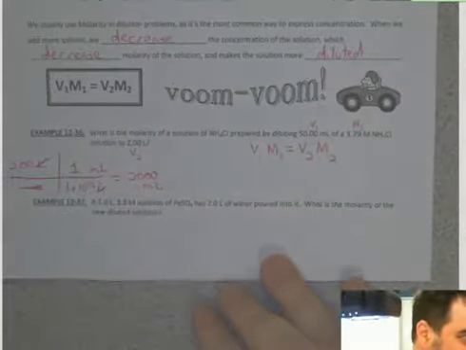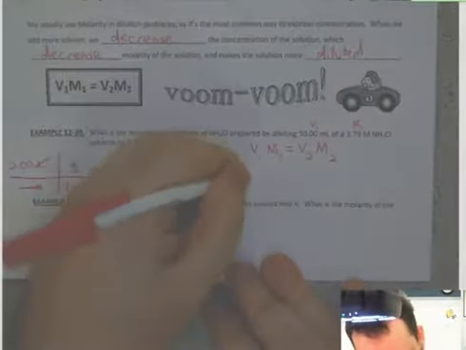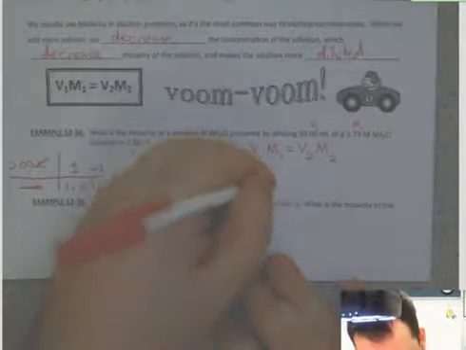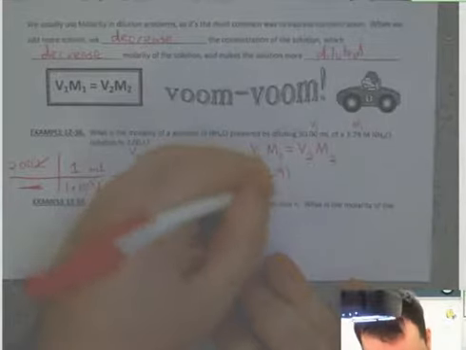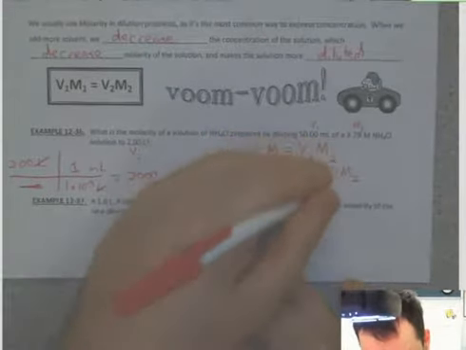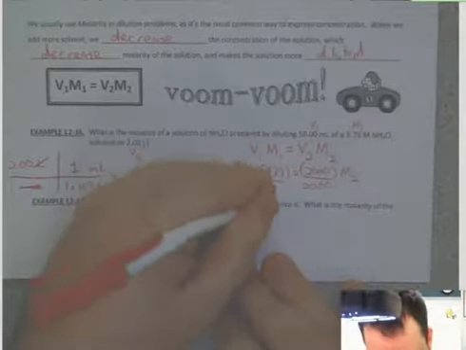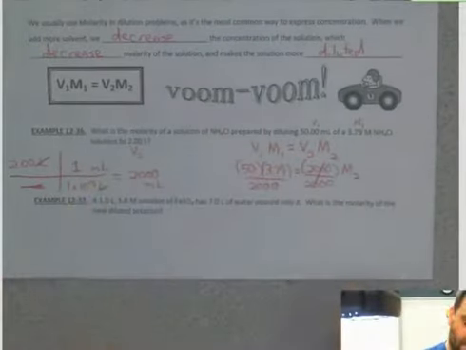Now we substitute into our equation here. So we're going to have 50 milliliters, 3.79 molar, equals 2,000 milliliters, M2. Divide by 2,000, divide by 2,000. Cancel, and solve.